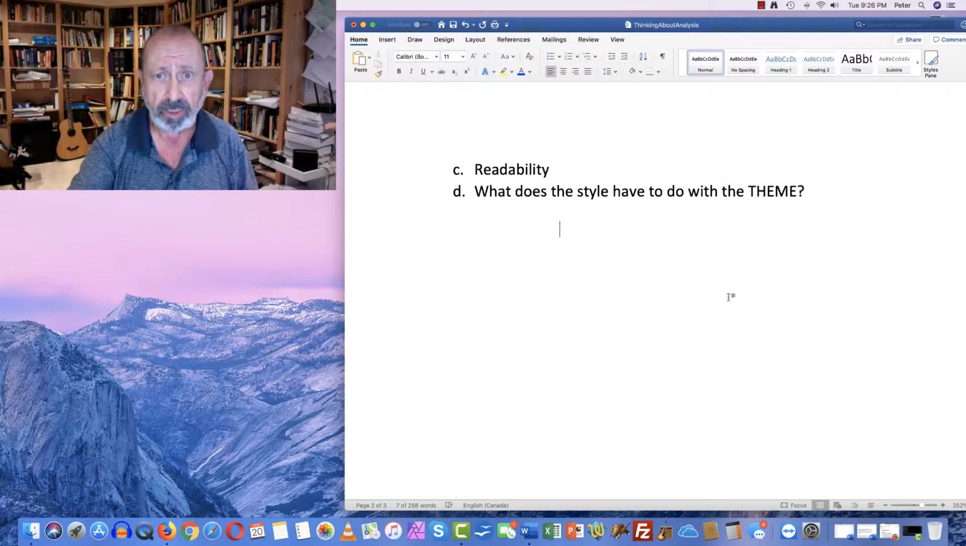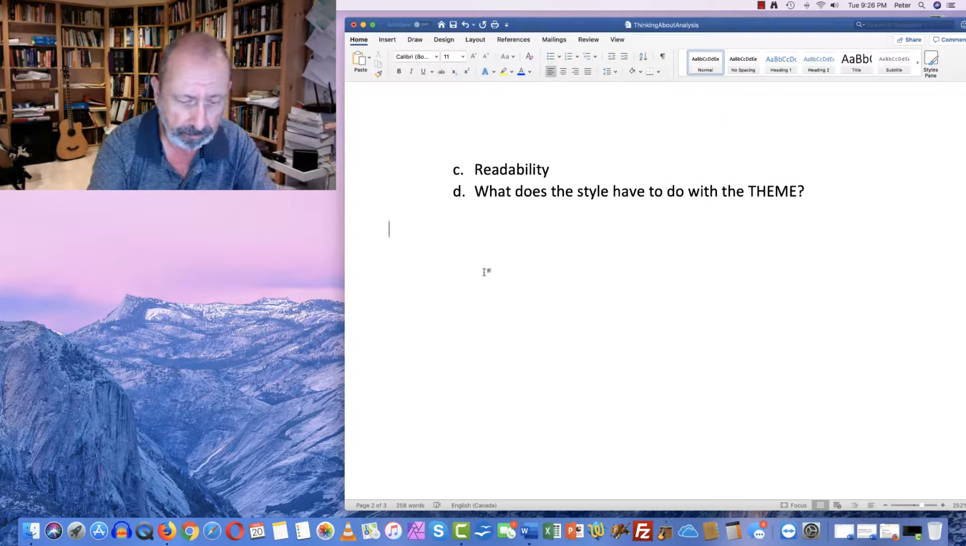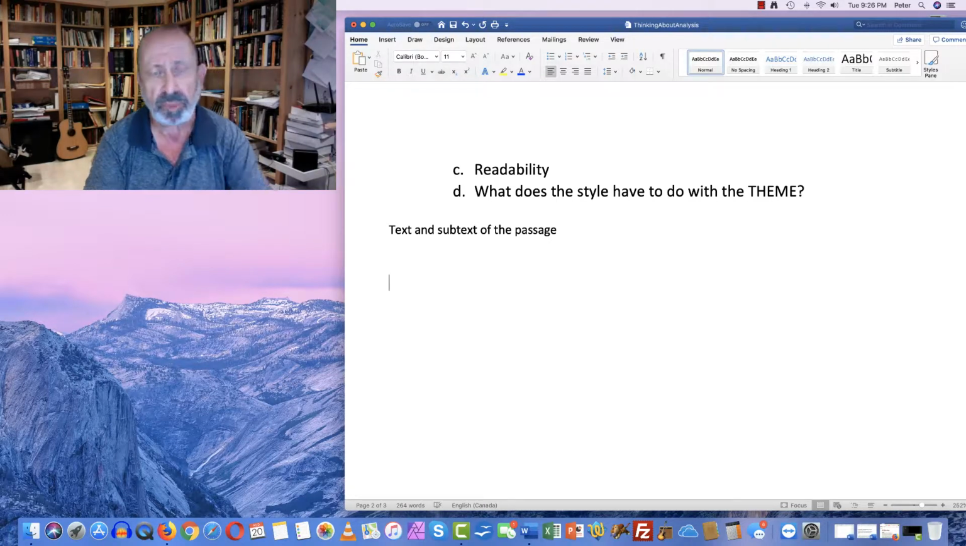Now, I just want to add a couple of things here. Of course, we always want to be aware of the text and the subtext of the passage. And the subtext actually can do basically what stylistics and literary devices do. That is to say, the subtext can either enforce, enhance, repeat the argument, or the subtext can undermine, deconstruct, or challenge the argument. If it starts to challenge the main argument, remember, it becomes a countertext, which is a special kind of subtext.